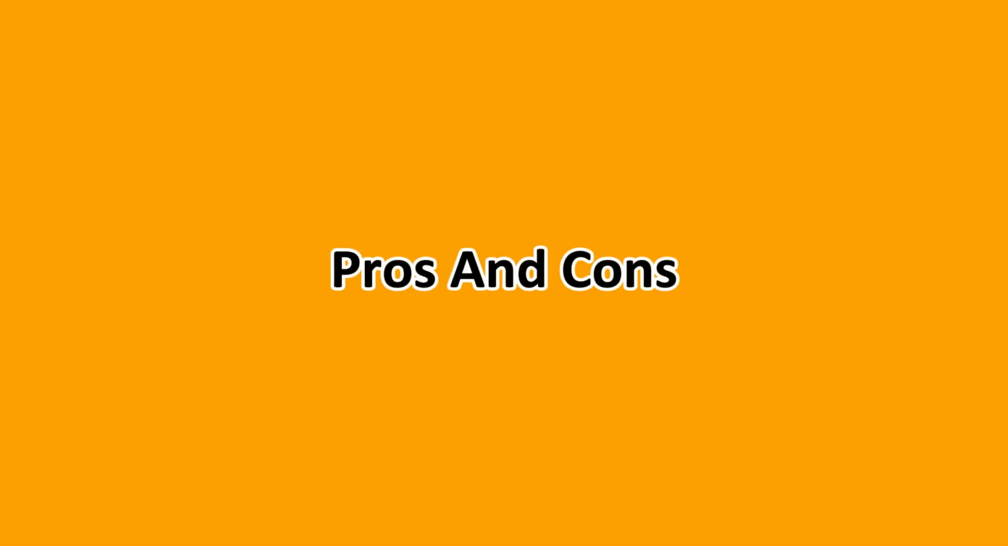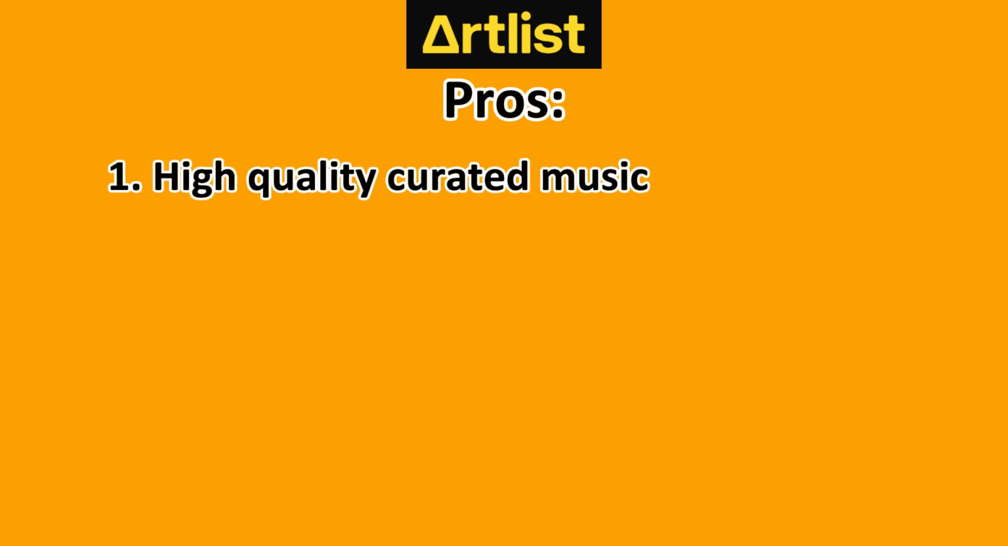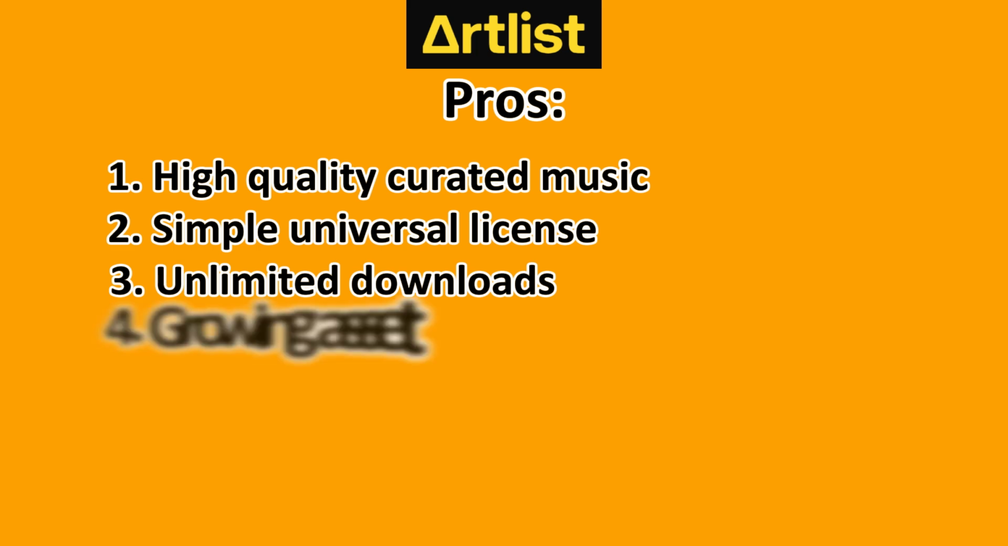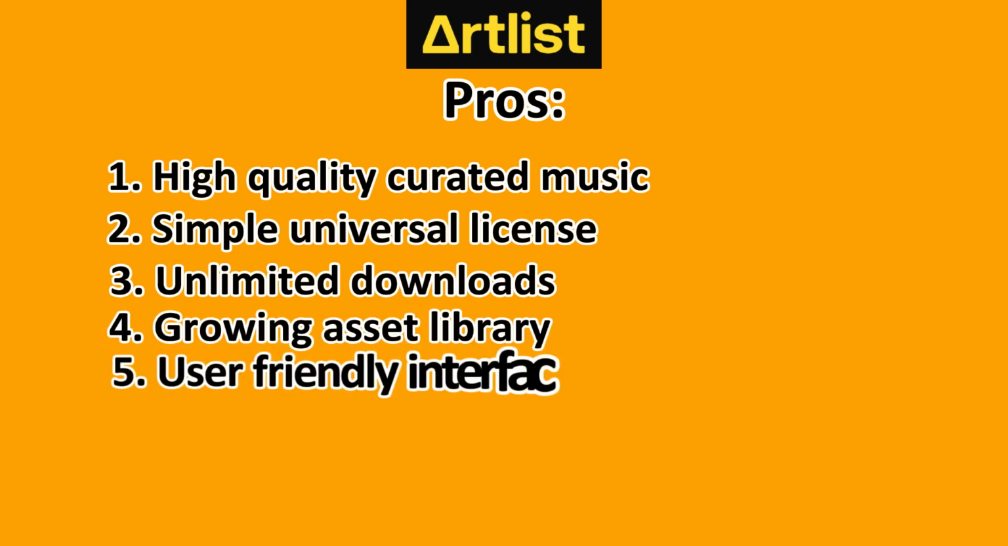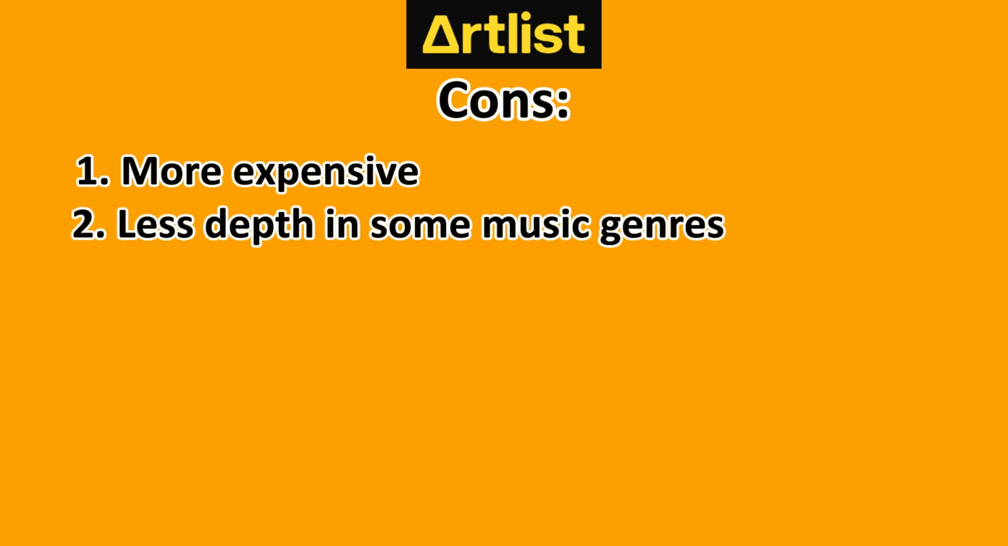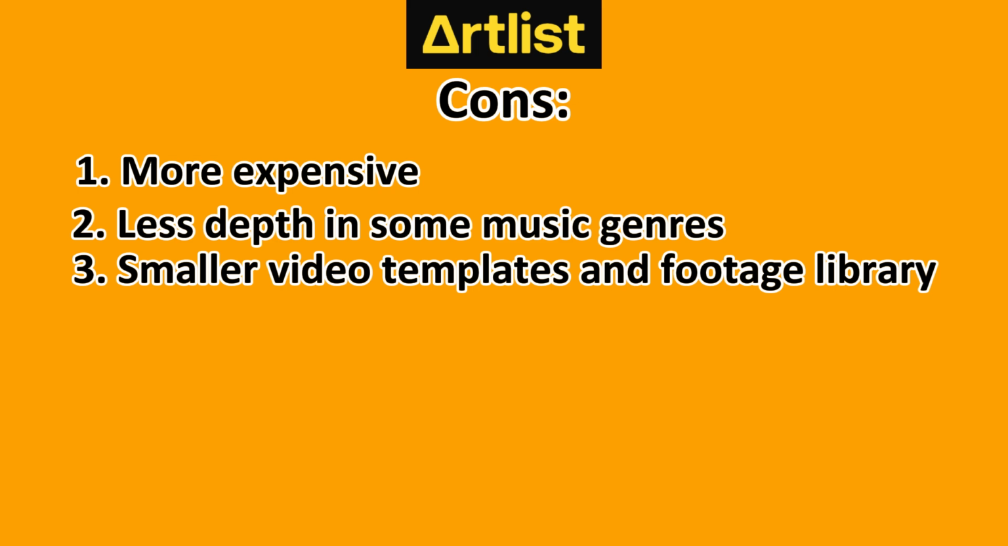And now with the pros and the cons of Artlist. Starting with the pros, you have high quality curated music and SFX, simple universal license, unlimited downloads, a growing asset library, user-friendly interface, original content, and music stems. On the flip side, with the cons, it can be pricier and potentially has less depth in some music genres. It has a smaller video template and footage library when compared to Motion Array.